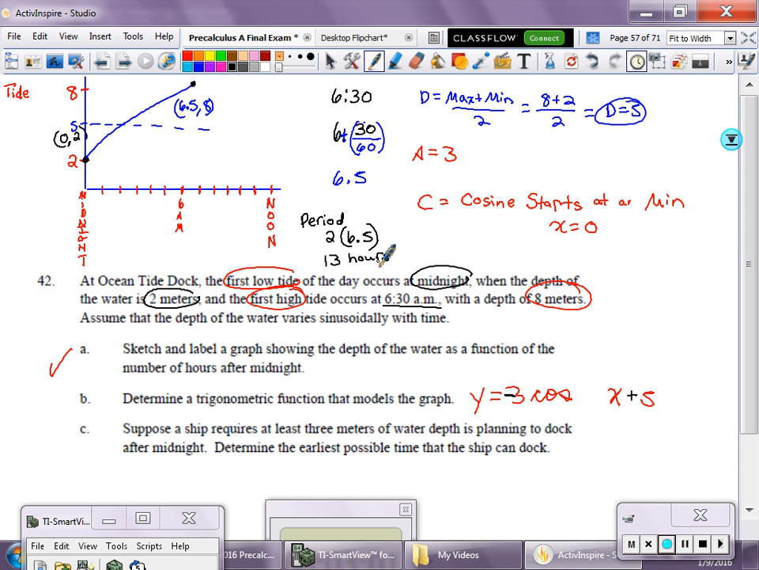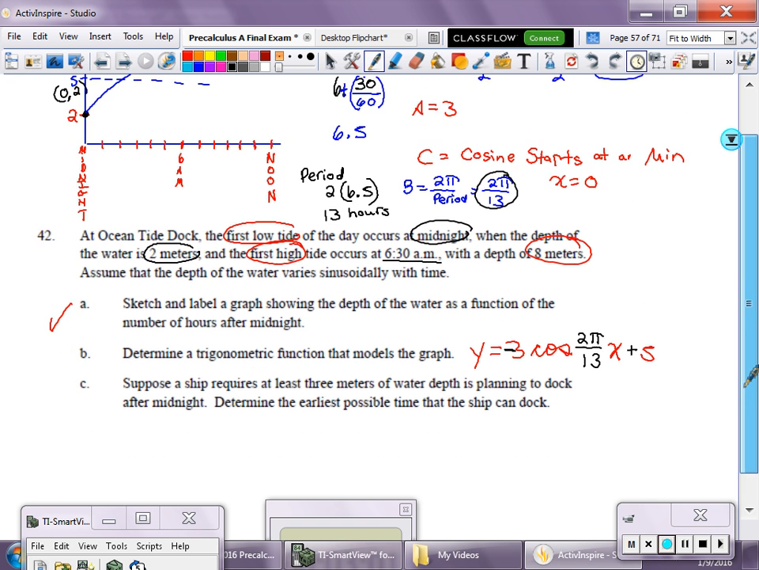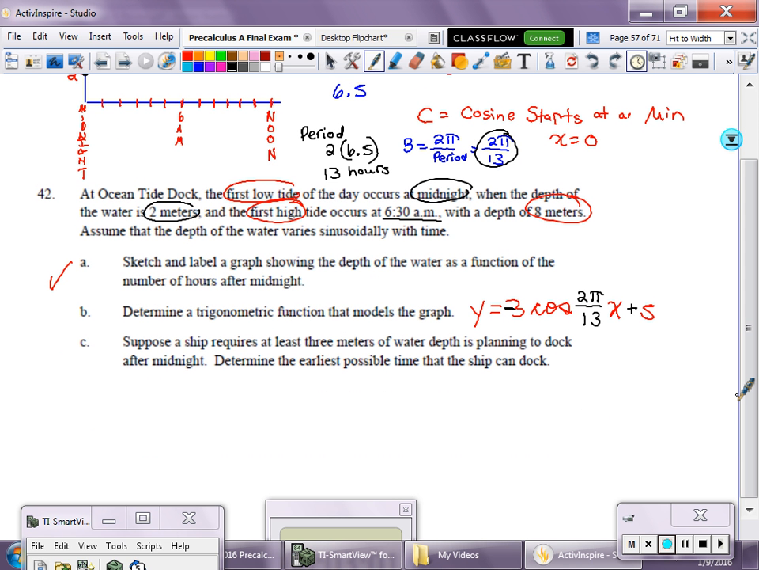Okay? And now to find B. B is equal to 2 pi over your period. And it just stays a fraction, 2 pi over 13. And you can't simplify it anymore. And I'm just going to take this B value and plug it in. Nice.